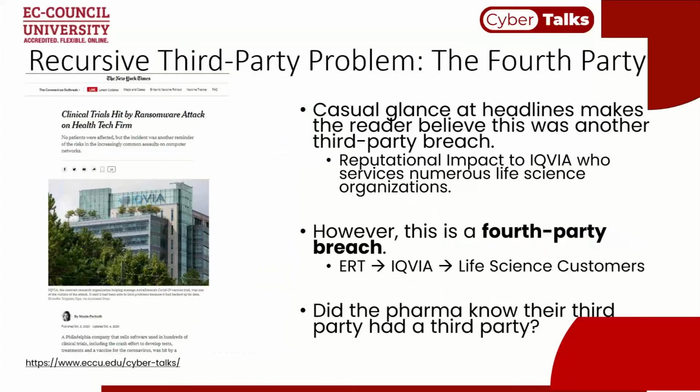Here is the third party and fourth party issues. A company named ERT was attacked by ransomware, which impacted IQVIA, all right, which also impacted another big life science company that was doing research on COVID and a few other documents. The life sciences company didn't even know about the ERT company that was working with the other company. So they didn't have any contractual agreements or data to work with when this happened, right?